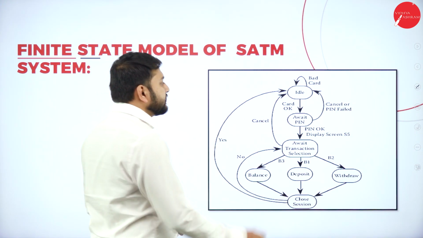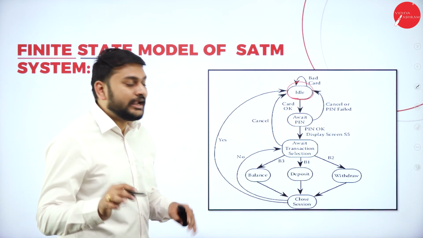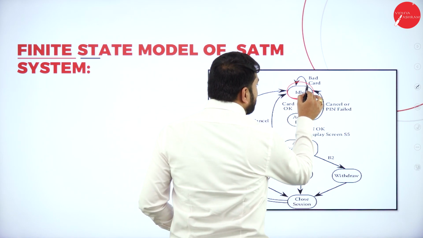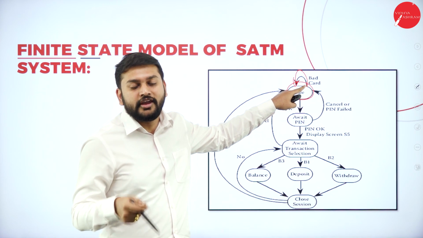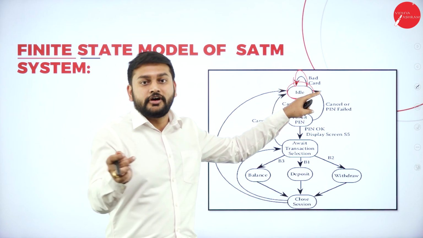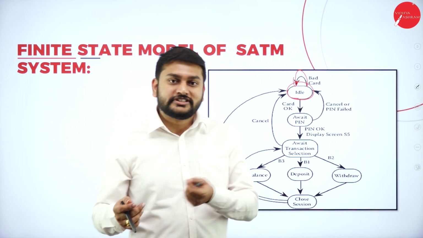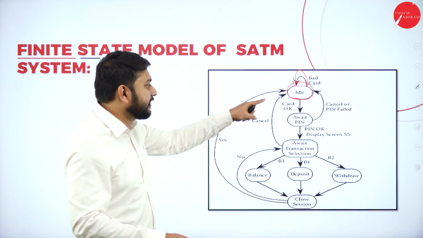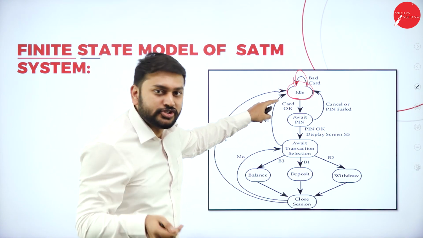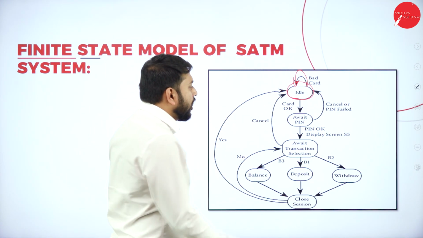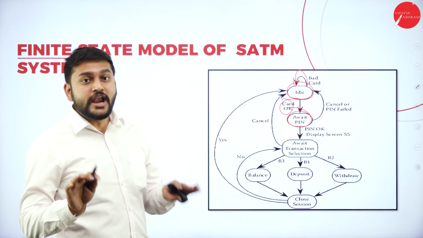So imagine my system is in the idle state now. From the idle state, it can go back to the idle state. That's what you need to understand. So bad card: instead of inserting the ATM card, if you put the PAN card or the visiting card, the system will go back to the idle state. That's what you need to remember. Then suppose you have put the proper card. So card is okay. Then it is waiting for the pin.